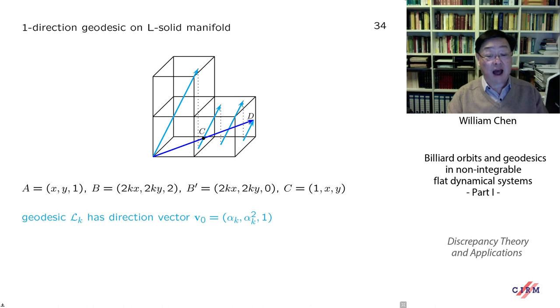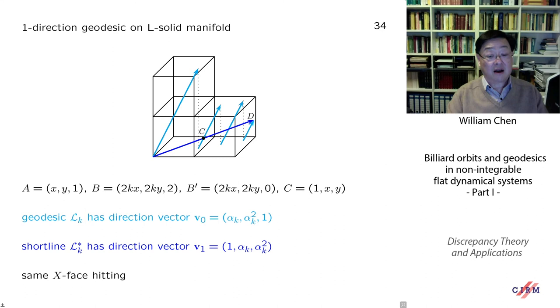Now let us look at the short line, which is now given in the darker blue, right? It goes from the origin to the point C. The point C is (1, x, y). x is alpha k, right? So the short line, let's call this Lk star, has direction vector v1, which is given by (1, alpha k squared). They share the same x-face hitting points. So Lk and Lk star intersect on the x-faces.